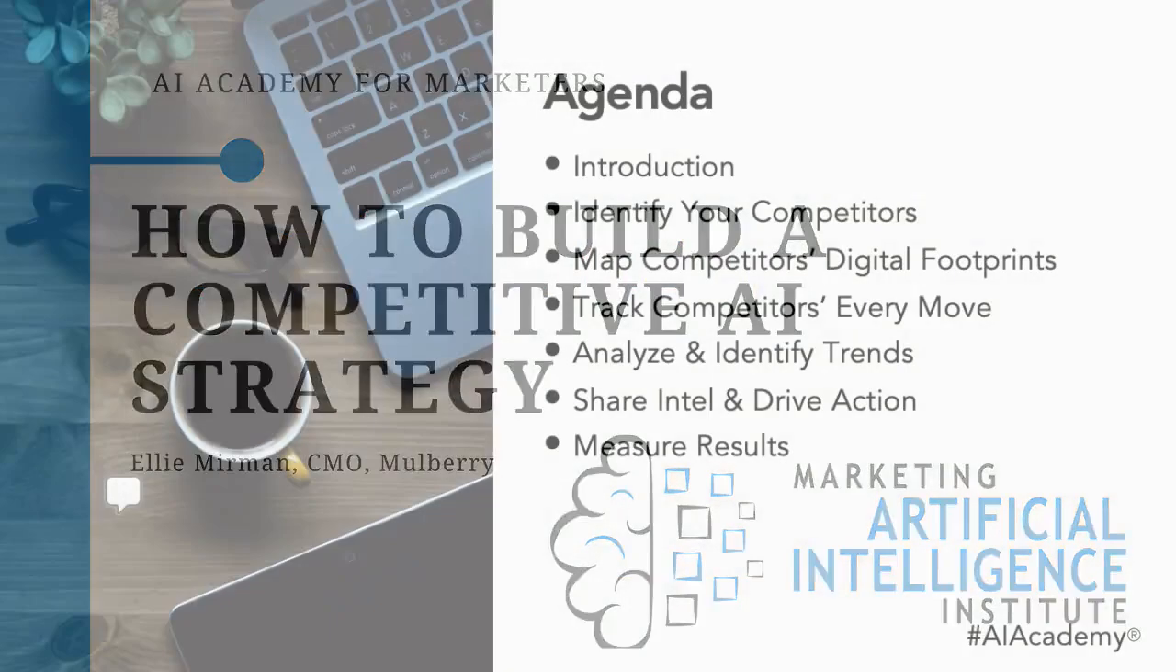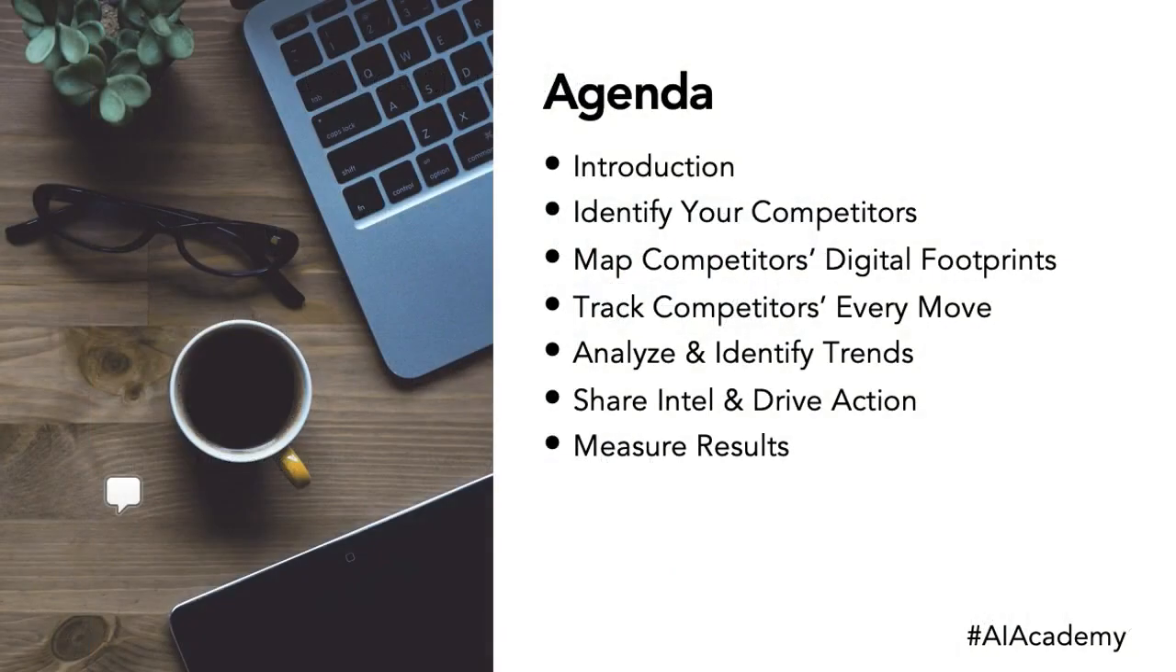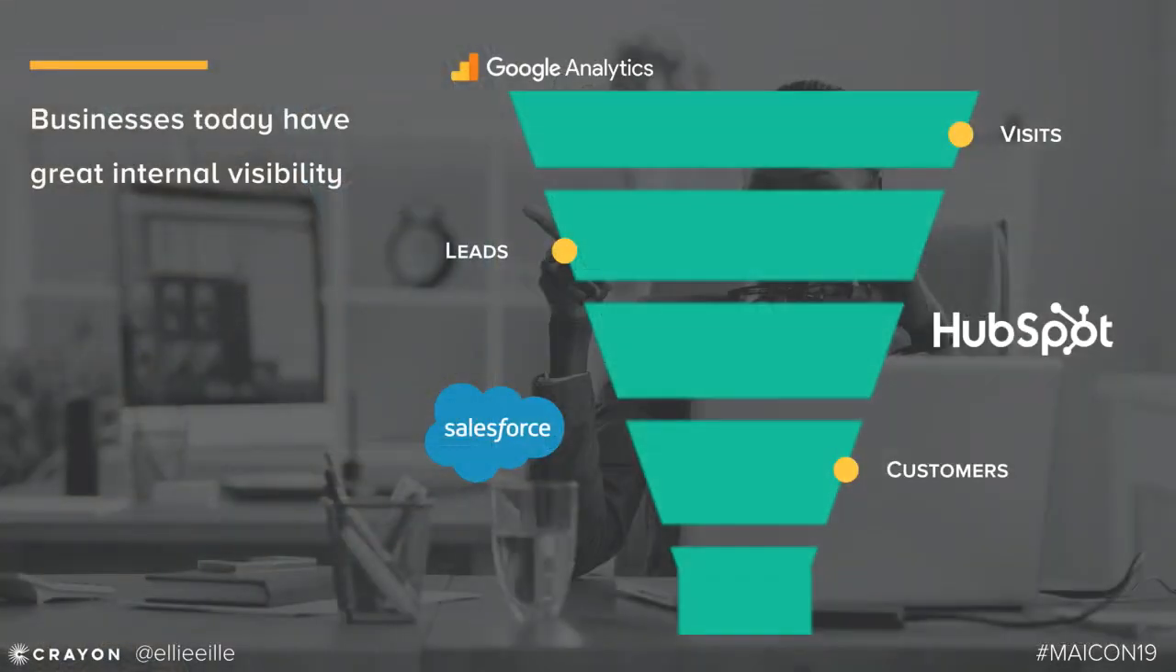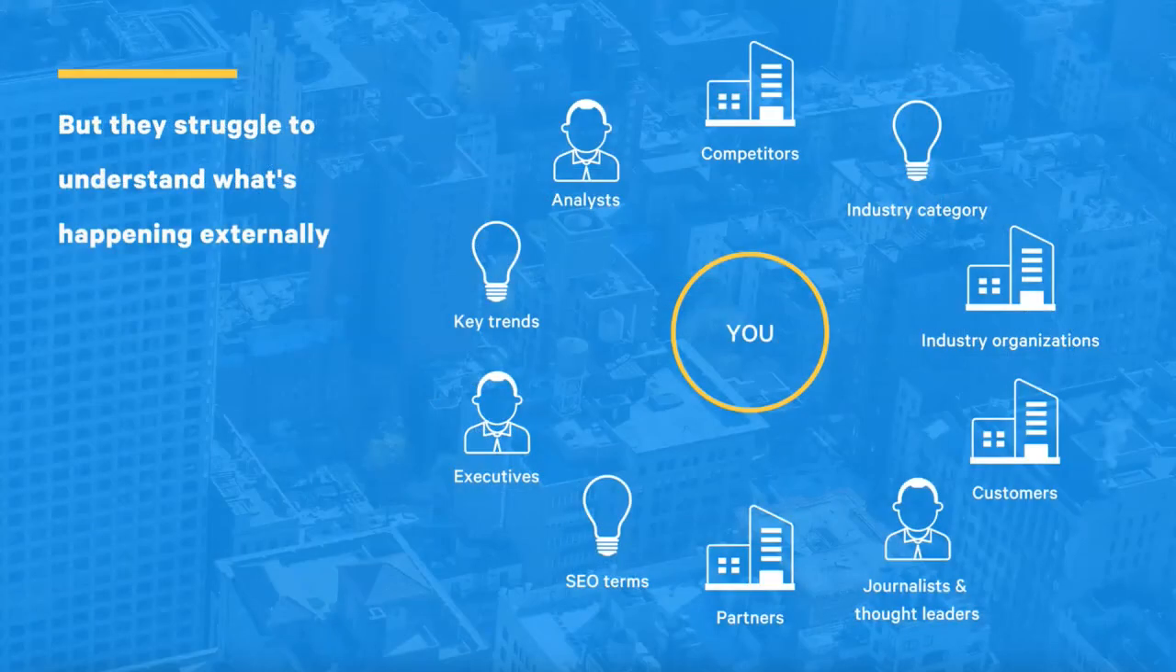I'm going to dive into a 6-step process for building a competitive intelligence strategy fueled by AI. Now, when we think about all of the tools and data that we have available in our companies today, it often centers around this internal visibility. Tools like Google Analytics and HubSpot and Salesforce really giving us great understandings of what's happening with our sales and marketing funnels. Companies tend to struggle a lot with getting that same type of visibility externally.